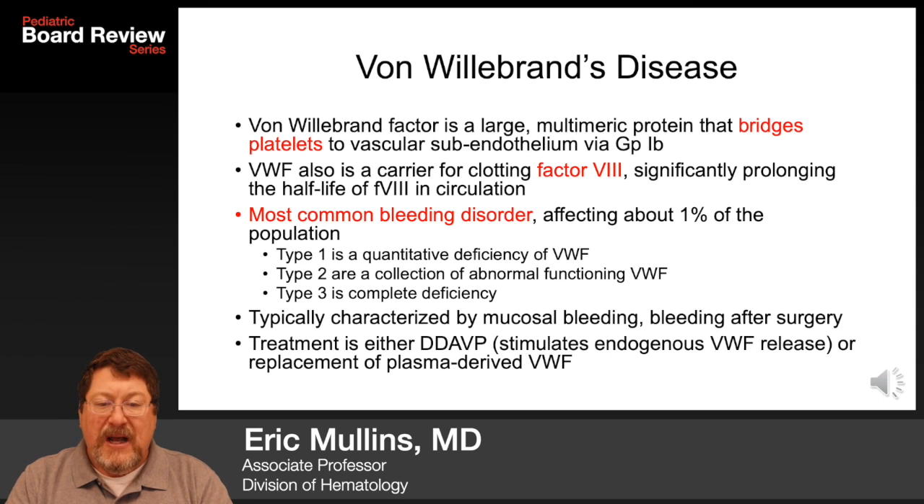Again, it's the most common disorder. There are 3 types depending on the abnormality associated with von Willebrand factor. Much like platelet disorders, von Willebrand disease is associated with mucosal bleeding or bleeding after surgery. Heavy menstrual bleeding is another common symptom. And this may be treated with DDAVP, which stimulates release of endogenous von Willebrand factor, or replacement of the von Willebrand factor with plasma-derived von Willebrand factor. And there are numerous concentrates available.